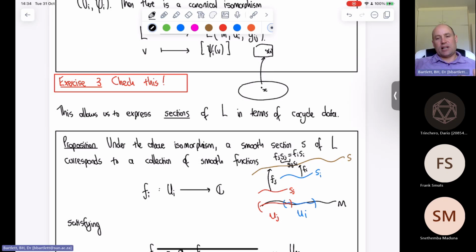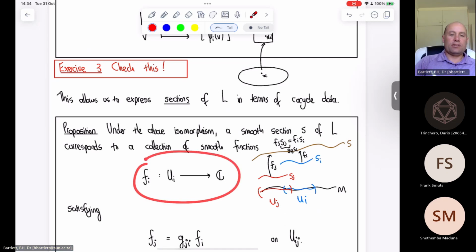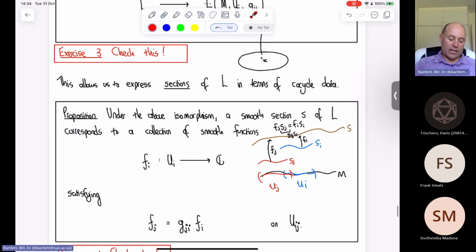And now this proposition is telling us if you really want to think in terms of actual functions, then you can. Then you'd have to speak locally. So you'd have to talk about functions on each open set that they glue together like this.